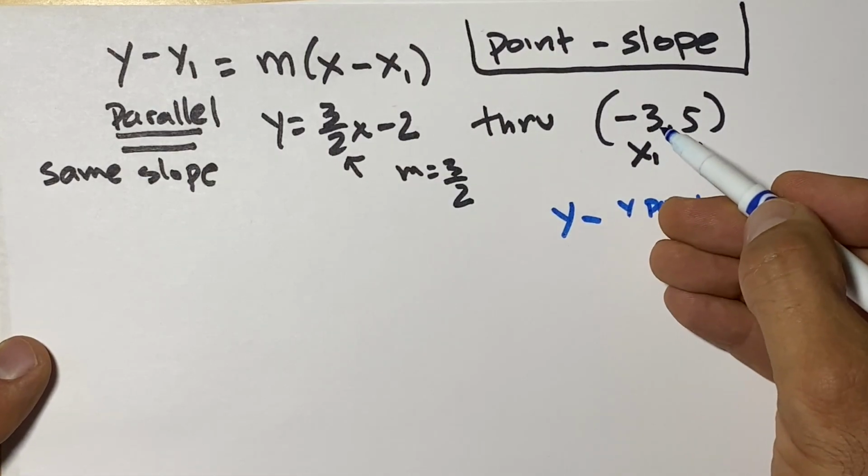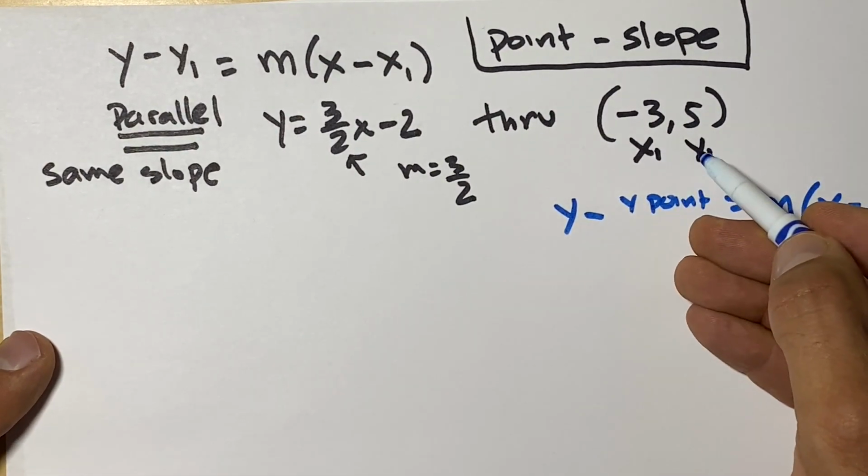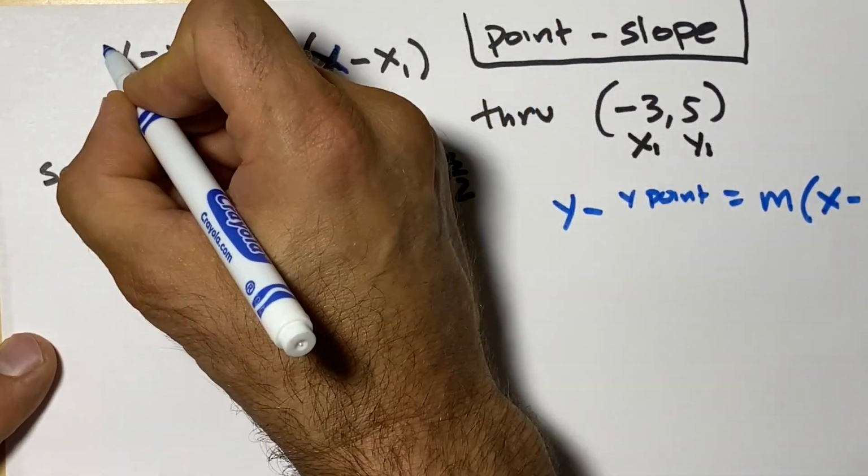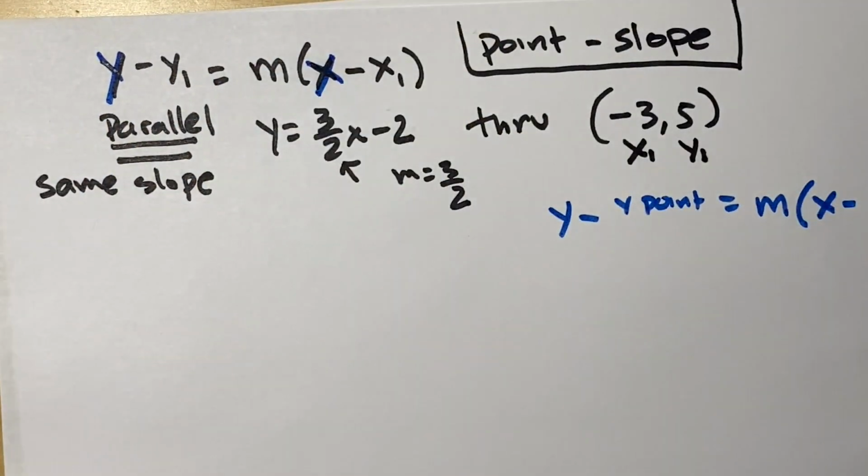Every point has an x and a y. Why don't we call it xy? Because the formula is going to have an x and a y in it. So let's just take a look. You'll see it's much faster.